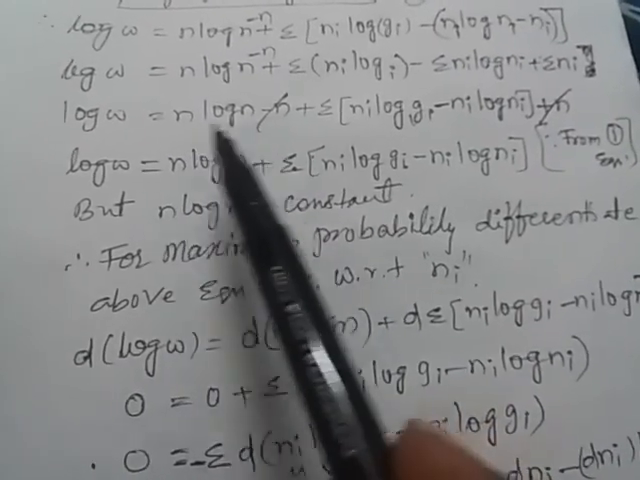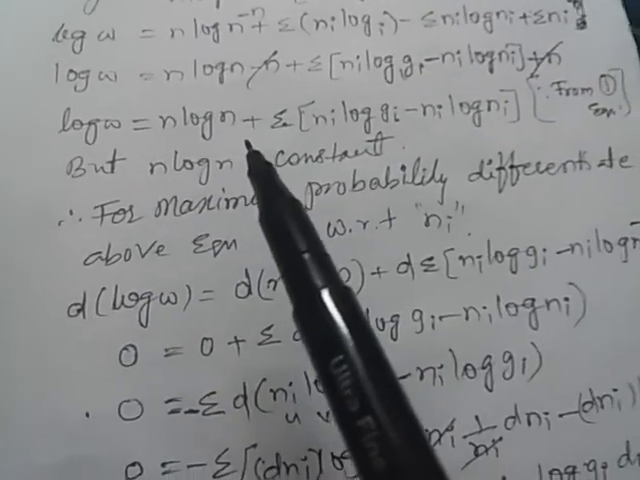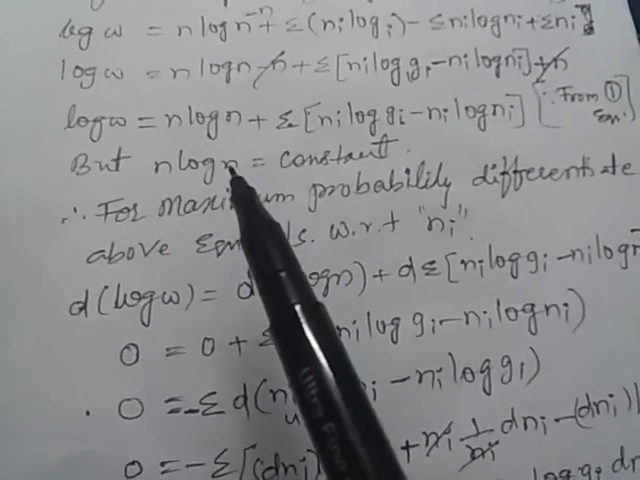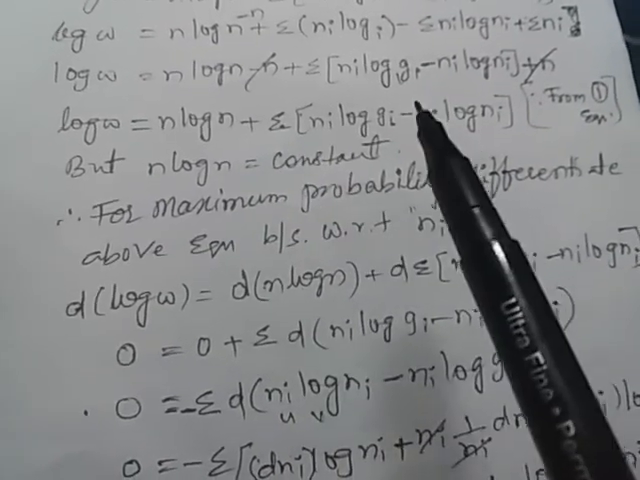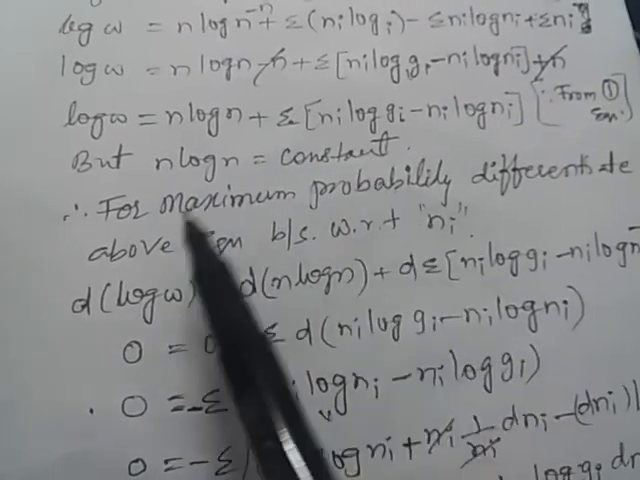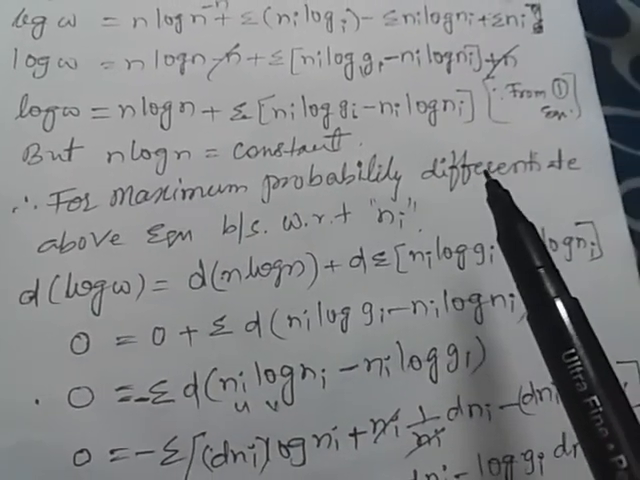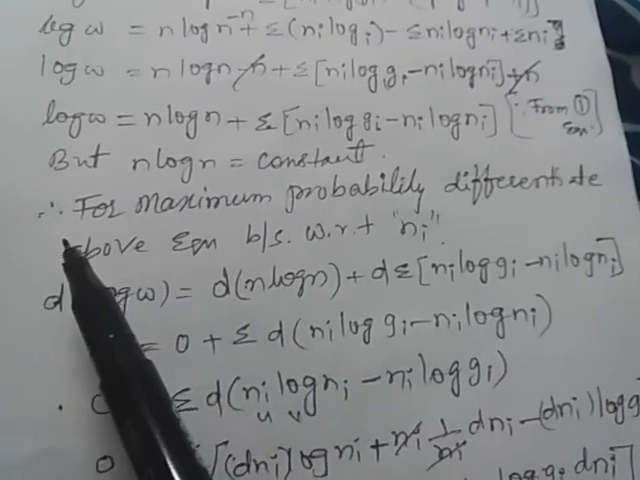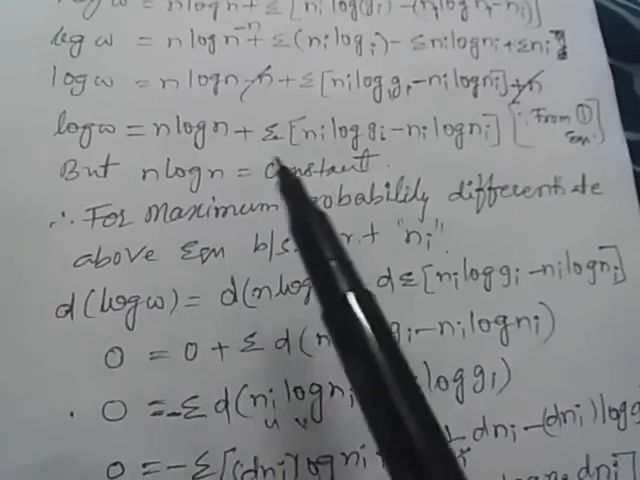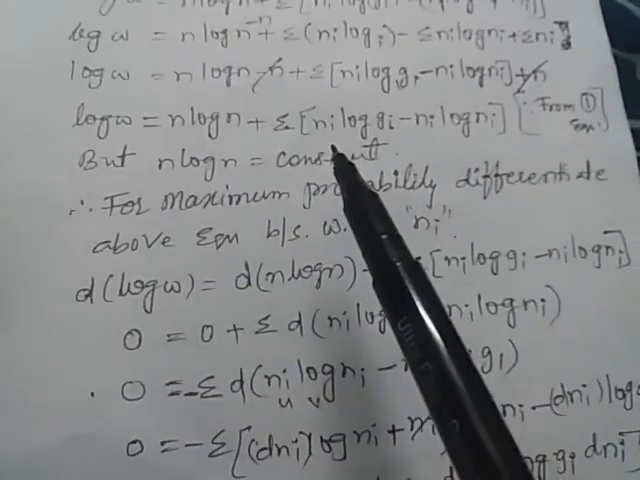But N log N is equal to a constant. What is the value here? N log N is always a constant, because the number of particles is constant in the microcanonical ensemble, where E, V and N remain constant. That's why N log N is constant. So therefore, for the maximum probability, what do we have to do? For determination of the maximum probability, differentiate the above equation. When we differentiate the above equation, what happens here?